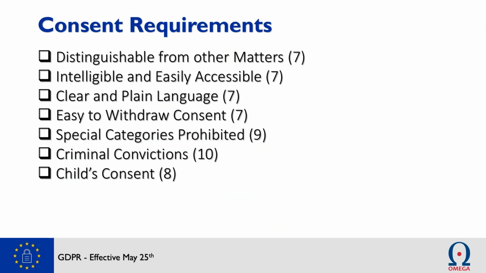So consent requirements. Consent has to be distinguishable from other matters, meaning that you can't have everything lumped up into one giant thing and say I accept at the end, like we're used to seeing. It has to be intelligible and easily accessible. So if a person wants to gather their information, find out what you have in your system, it has to be easy for them to do that. Being clear and plain language that a person can understand, not in the thick legalese that we're used to seeing. Has to be easy to withdraw consent.